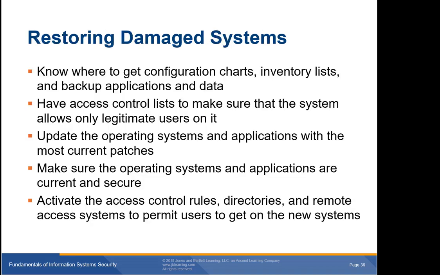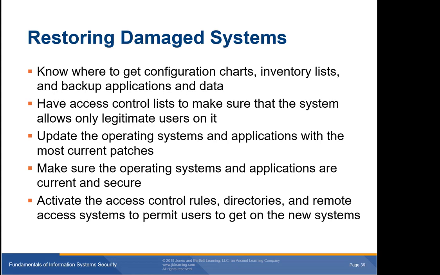You must plan for rebuilding damaged systems also. You need to know where to get configuration charts, inventory lists, and backup applications and data. You must have access control lists to make sure that the system allows only legitimate users on it. Keep the following points in mind. First, once the rebuilding starts, the administrator must make sure to update the operating systems and applications with the most current patches. Backups or installation disks often contain older versions that are not current. Next, after you rebuild the system, you must restore the data to the RPO. This includes reconciling books and records. You must make sure that the operating systems and applications are current and secure.